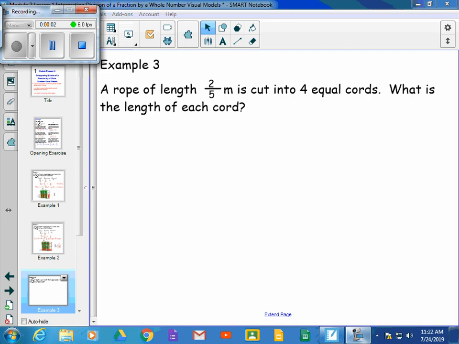Now let's look at example 3. A rope of length 2/5 meters is cut into 4 equal parts. What is the length of each cord? Now to solve this, again, I'm going to set up a division problem, change it into a multiplication problem and solve it, and then I'm going to prove it with a model.